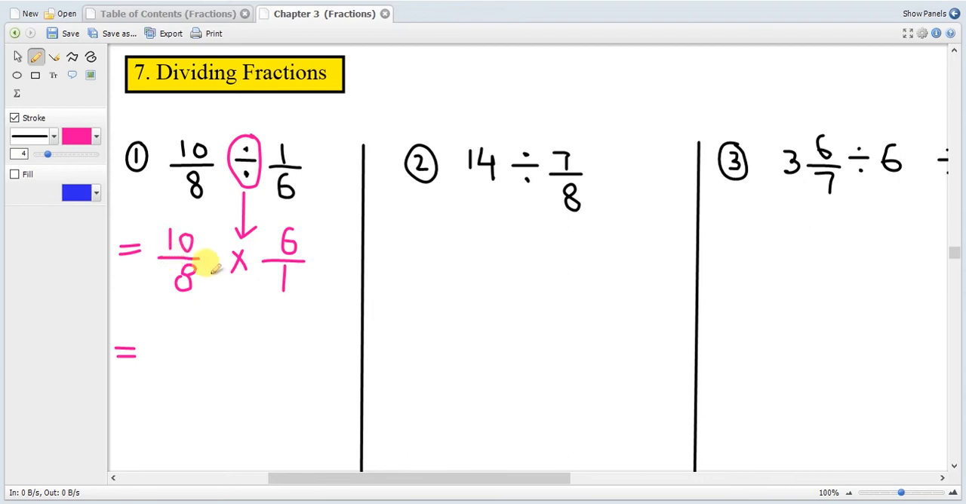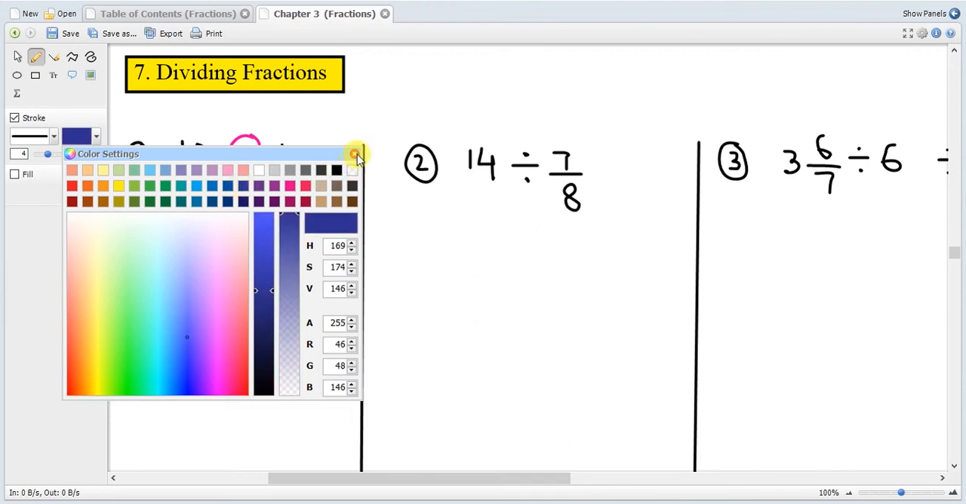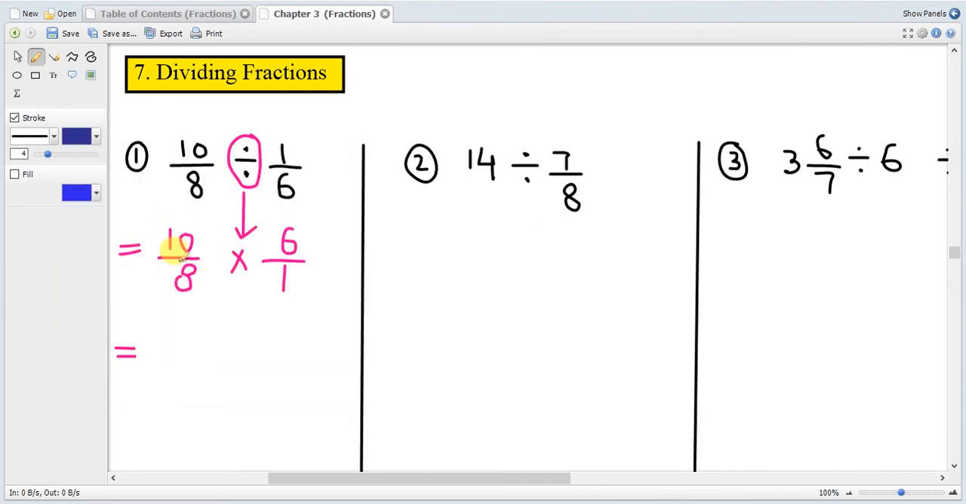So we have successfully converted this division sign into multiplication. Now they are no longer dividing the fractions, now they are multiplying. So we have already done how to multiply the fractions, so simply we just need to see if they can be simplified or not, and then we can multiply, right? So yes, these two fractions can be simplified. This is a fraction 10 over 8. Yes, they can be simplified on a times table of 2. So this will give me 4 and this will give me 5. 5 times 2 is 10 and 4 times 2 is 8. So I simplified it on the times table of 2, right?